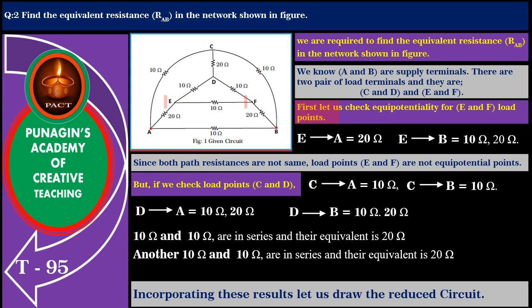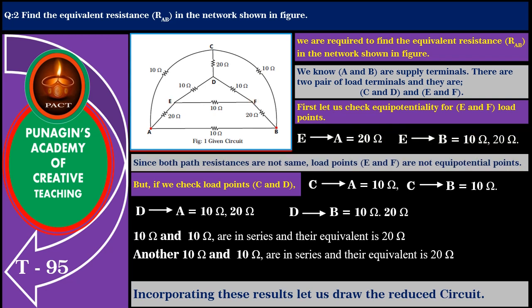First, let us check equipotentiality for E and F load points. We find that path resistance from E to A is 20 ohm and from E to B is 10, 20 ohm. Since both path resistances are not the same, the load points E and F are not equipotential points.